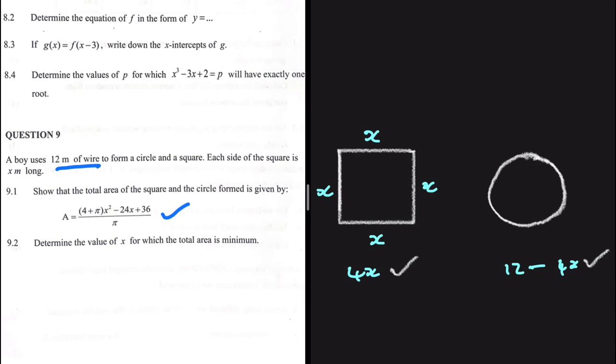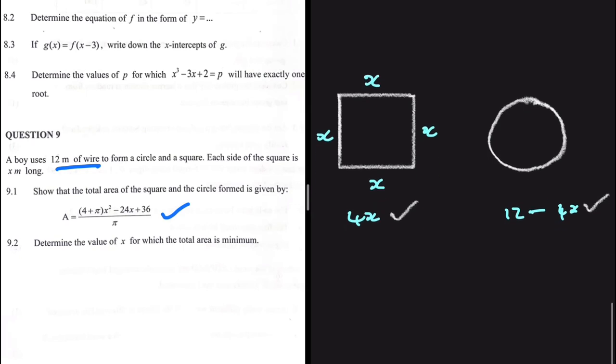You need to realize that this is the case. So for the area of the square, we're going to have the area being equal to x squared. And now we come to the area of the circle. The amount of wire used for the circle is 12 minus 4x. This is the circumference of our circle. It is 12 minus 4x.